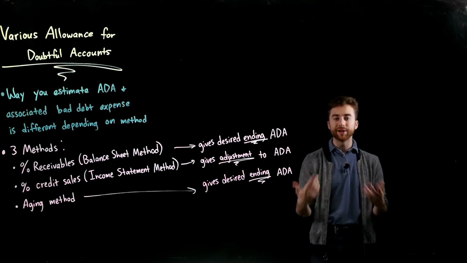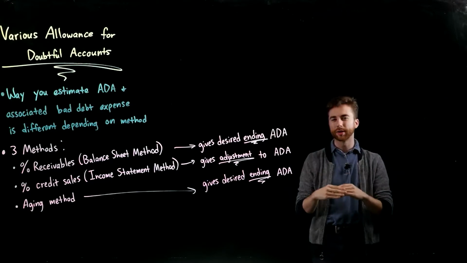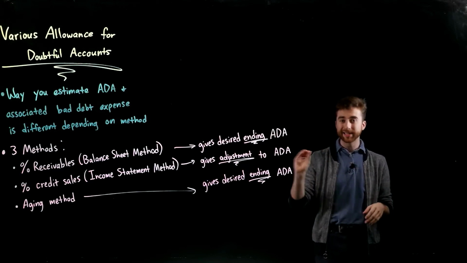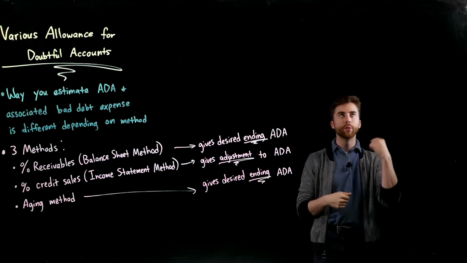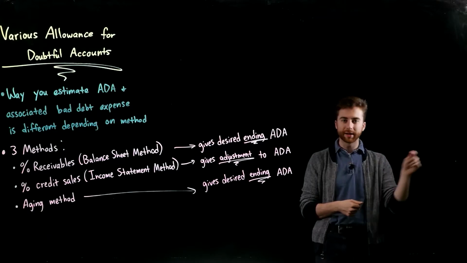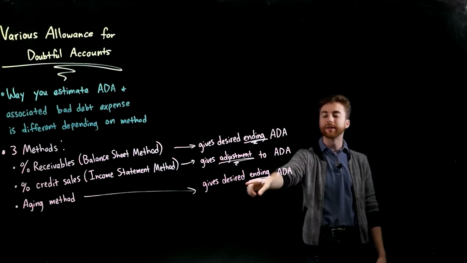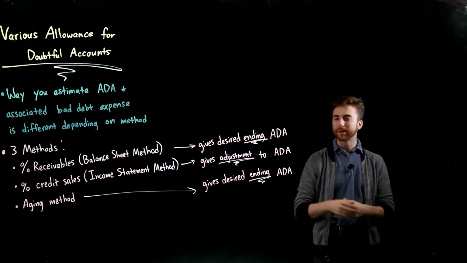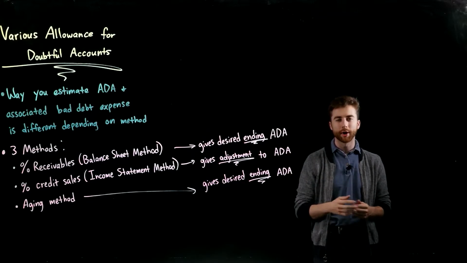And then finally, the aging method is just a totally different method where we have various categories based on how long it's been since that credit sale took place and we haven't collected it for a certain period of time. We say that it's a certain percent uncollectible. We pretty much come up with a weighted average of all of that, and that again is going to give us our desired ending ADA. So I think these are best illustrated with an example, so let's get into the percent of receivables method to start off with.